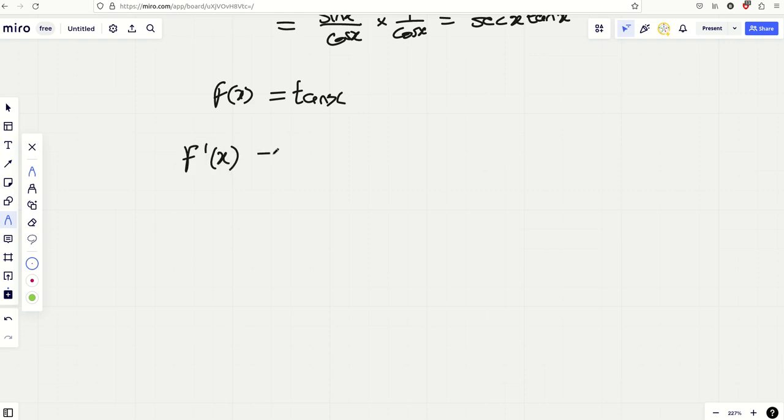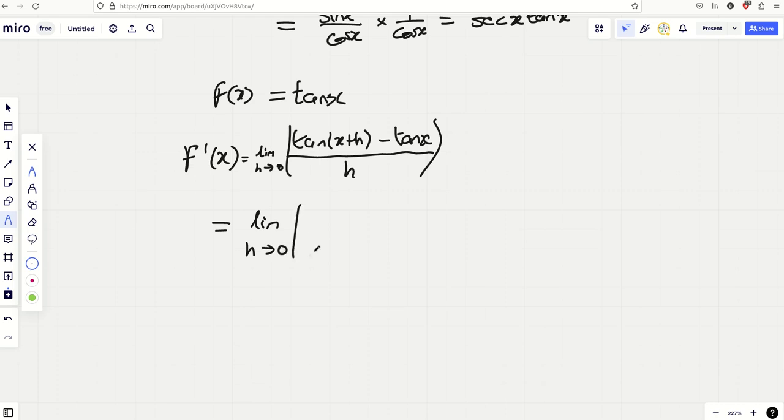Okay, f dash of x is f of x plus h, which in this case is tan of x plus h, minus f of x, which in this case is tan x, over h. Yeah? Oh, and I've left out my limit. Let me put that in. Limit as h tends to 0 of all of this. Apologies for my messy handwriting as well.